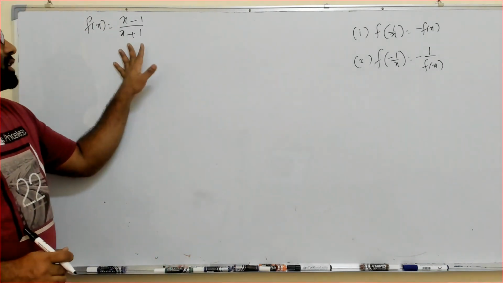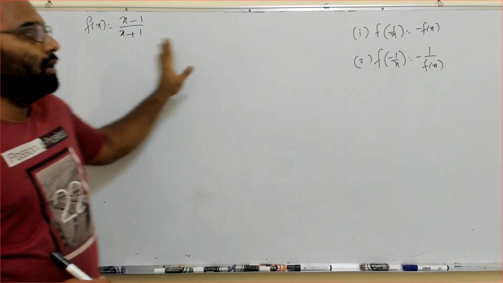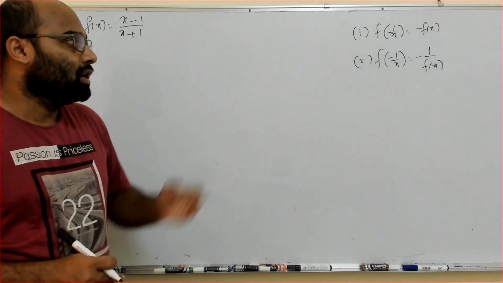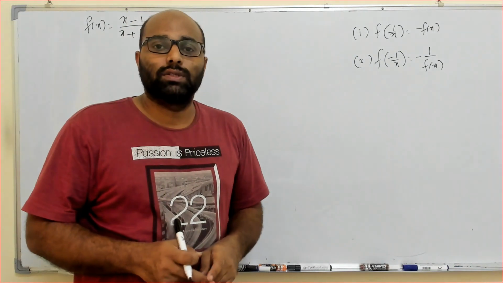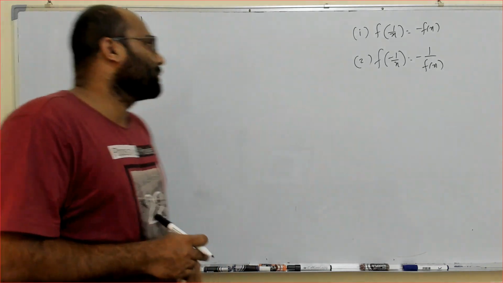If f of x equal to x minus 1 by x plus 1, x not equal to minus 1 domain, we want to prove two things. f of 1 by x equal to minus of f of x, and f of minus 1 by x equal to minus 1 by f of x. This we are discussing. Simple only. This is given.